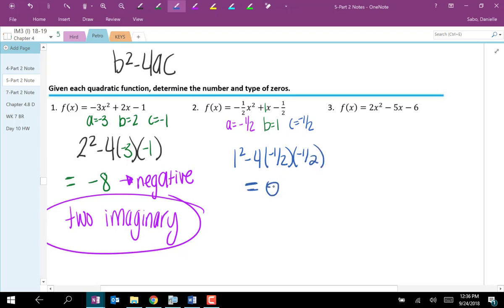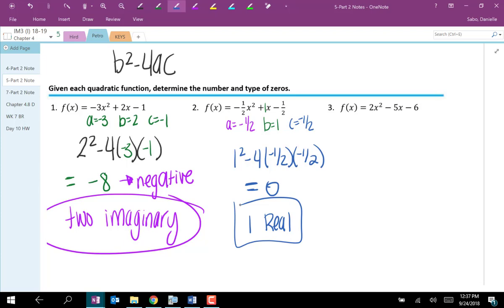So when you do this problem, all you're doing is analyzing your answer. I got the answer of 0. What does that tell me based off my chart? 1 real. Again, the only options you have are 2 real, 1 real, or 2 imaginary. And here you're just talking about where it crosses on the x-axis. It's kind of a trick.